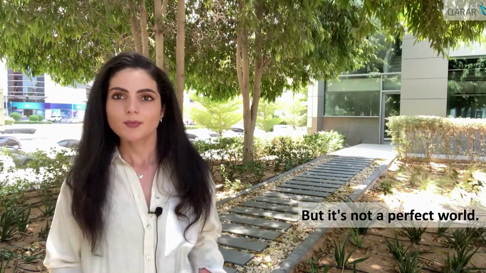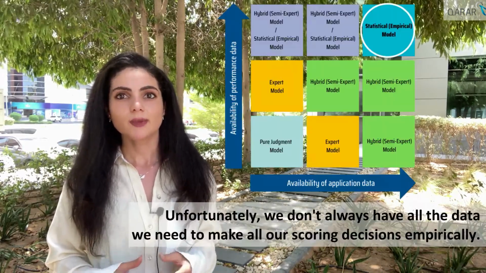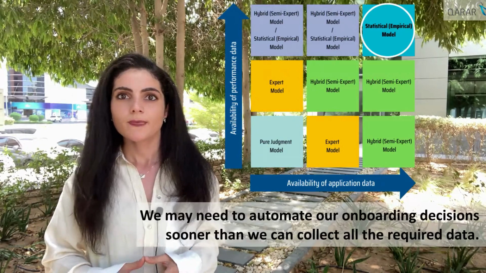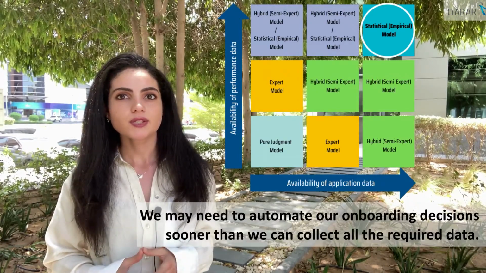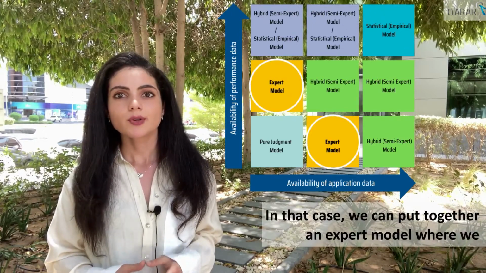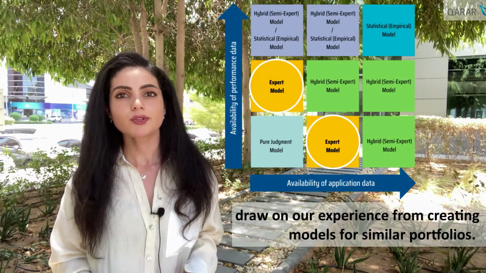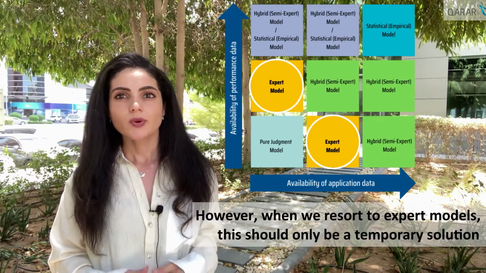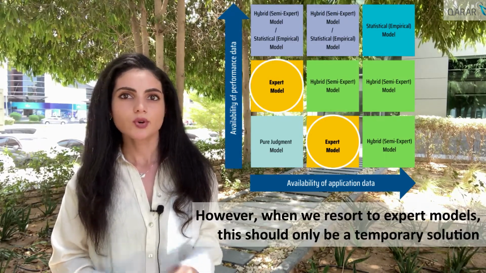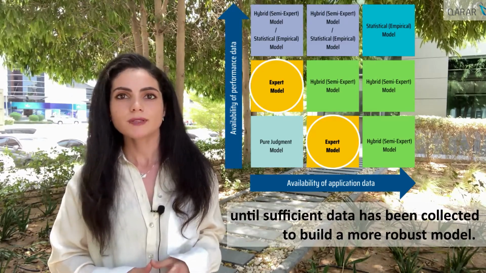But it's not a perfect world. Unfortunately, we don't always have all the data we need to make all our scoring decisions empirically. We may need to automate our onboarding decisions sooner than we can collect all the required data. In that case, we can put together an expert model where we draw on our experience from creating models for similar portfolios. However, when we resort to expert models, this should only be a temporary solution until sufficient data has been collected to build a more robust model.